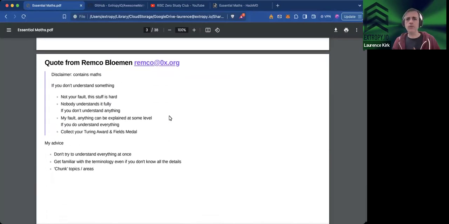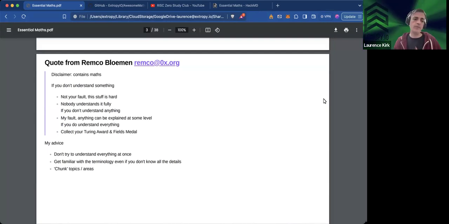One person who is very much involved in this scene has some good quotes, which I like to start with, to say that yes, this stuff is hard to understand, but it's not your fault if you don't understand it fully. Please persevere if you don't understand it. It can take a while to get used to some of the concepts and ideas, but it's well worth making that effort. It is understandable at some level, and I really want to stress that it is possible to understand a lot of these concepts. So please don't give up. Please keep trying. But don't try to understand everything at once.